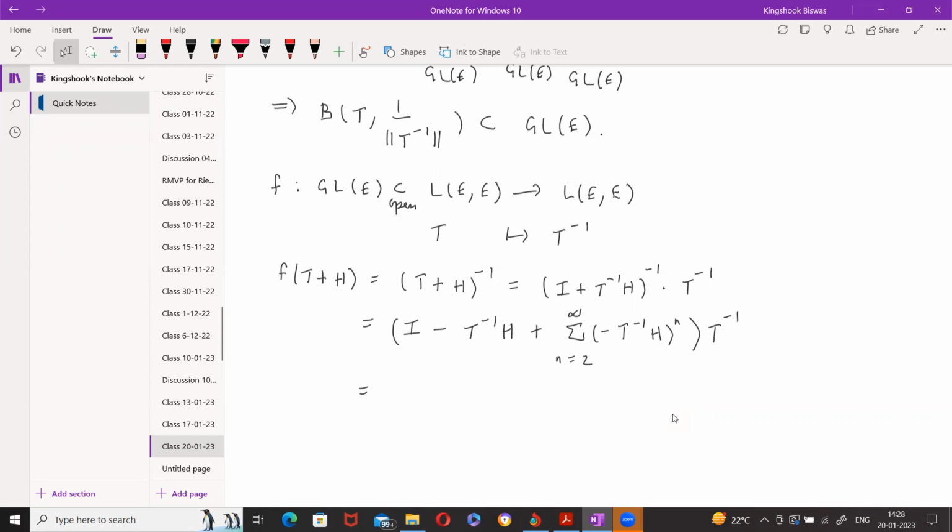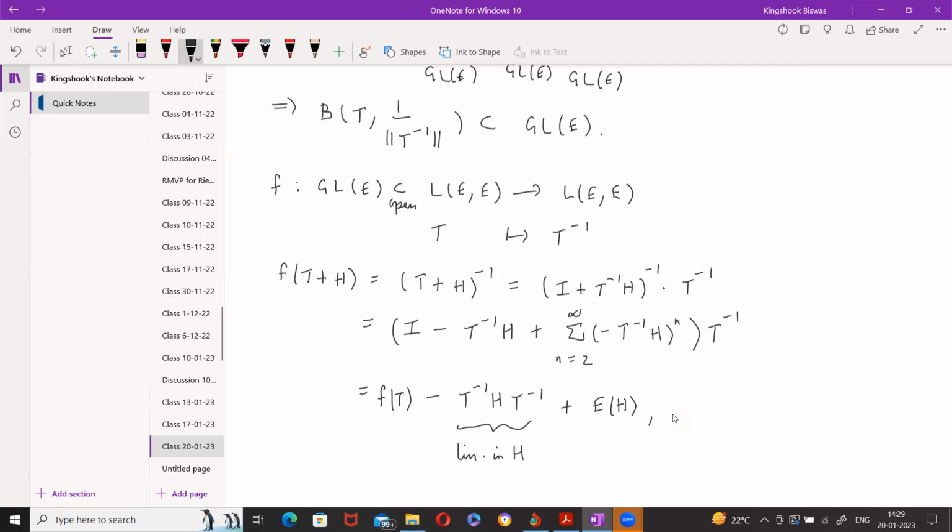So I'll get, this becomes identity minus T inverse H T inverse. So this is a linear function of H. Sorry, not identity. So I get T inverse. The first term is T inverse. So T inverse is F of T. So this becomes F of T minus T inverse H T inverse. So this is linear in H. And then I have an error term, which is given by multiplying this sum with T inverse.